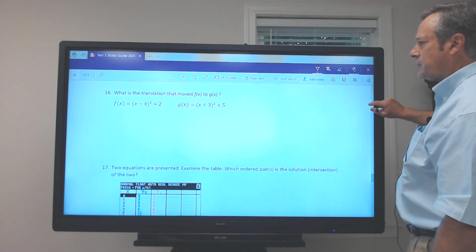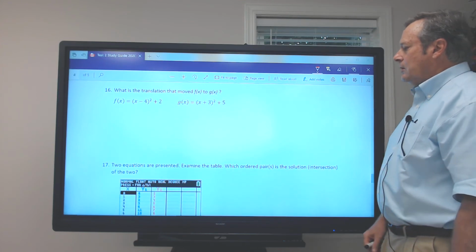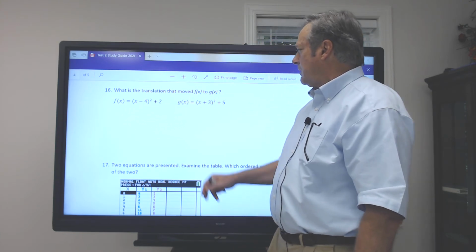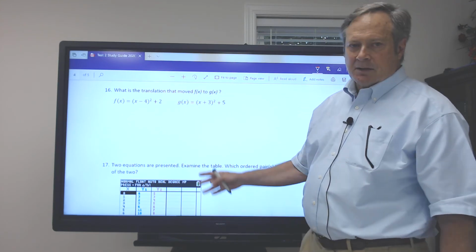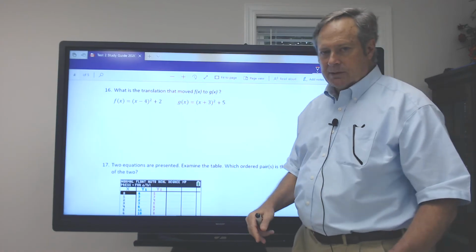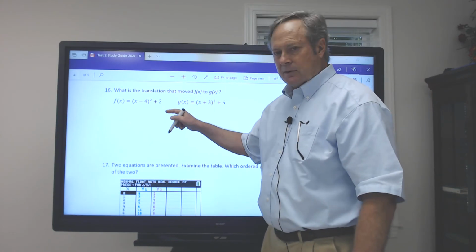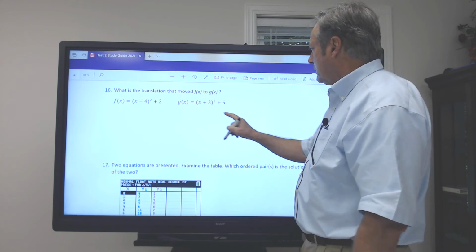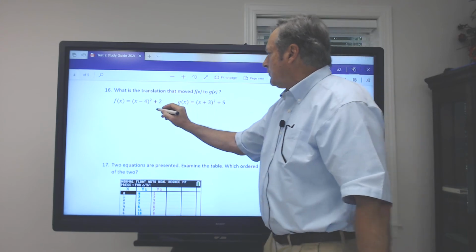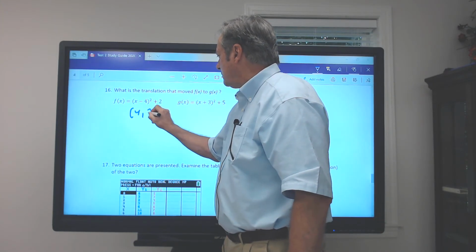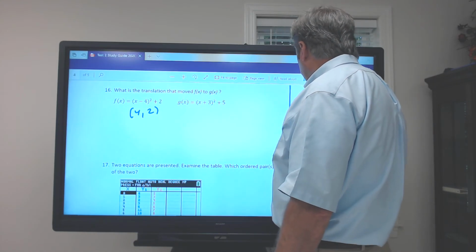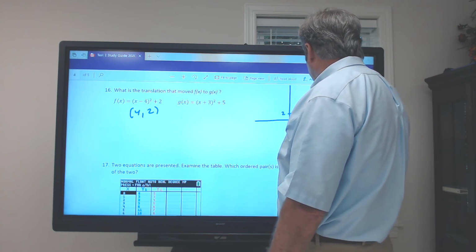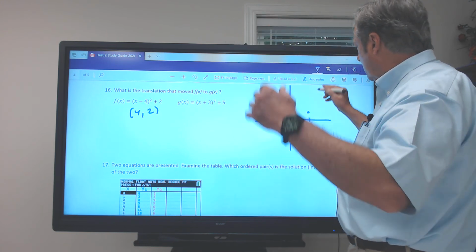All right, number 16. What is the translation that moved f of x to g of x? Well, I can tell by looking at it, but most of y'all can't. So here's what I would suggest you do. Locate the vertices of them individually. So let's start off here. We'll treat this as the parent function. This vertex is at 4, 2, is it not? All right, so let's locate 4, 2, right there. And we know it's going to open up.